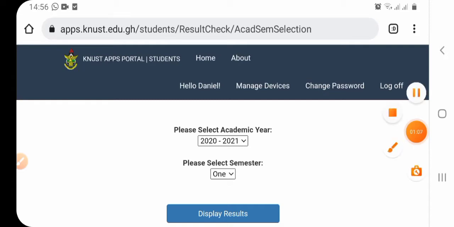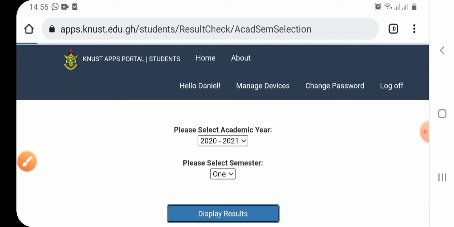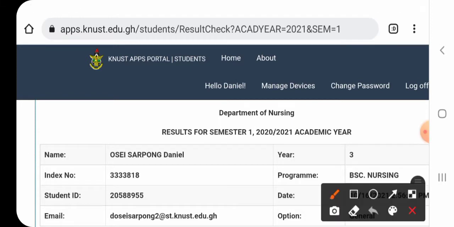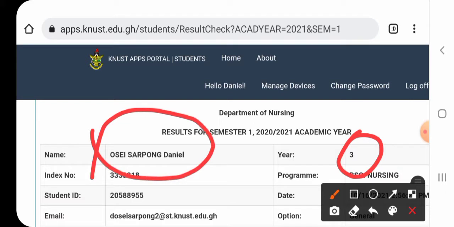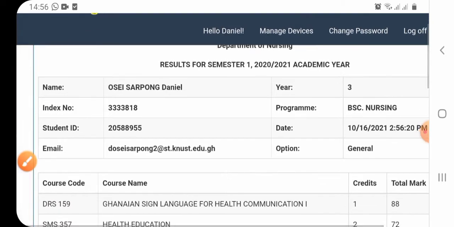So, third year, semester 1. Okay, display results. Okay, so this is it. Third year, this is my name, Daniel, etc. And it's semester 1. Now let's move straight into the courses that you'll be doing.